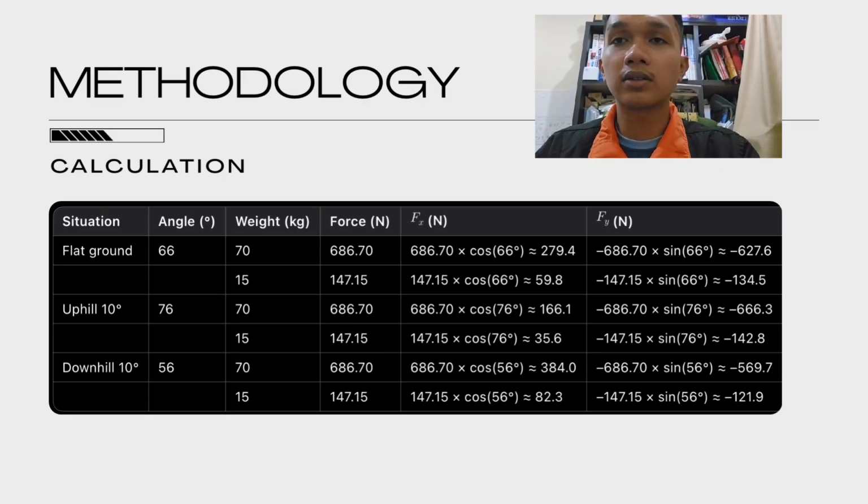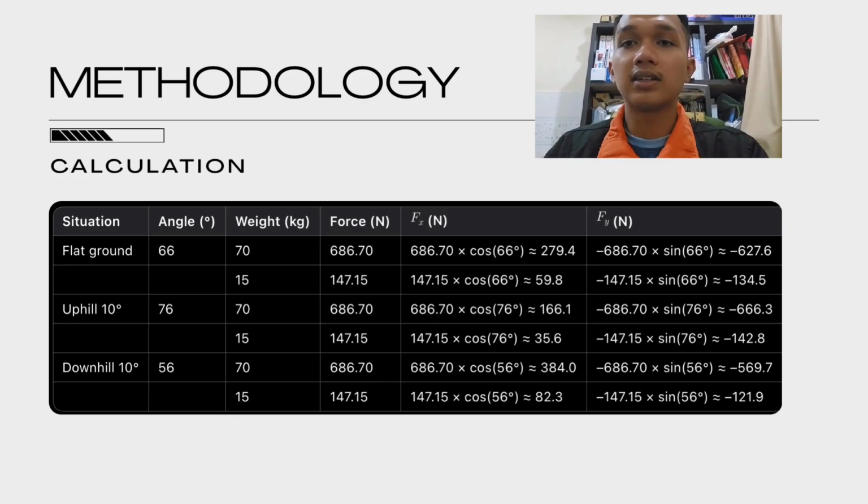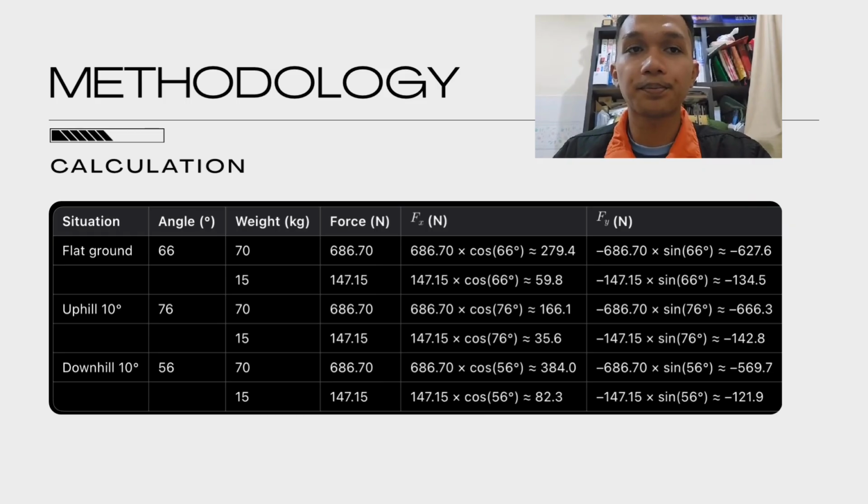So we can summarize that as the slope changes, the direction of force also changes, where uphill equals harder to move, downhill is easier to move but harder to stop.